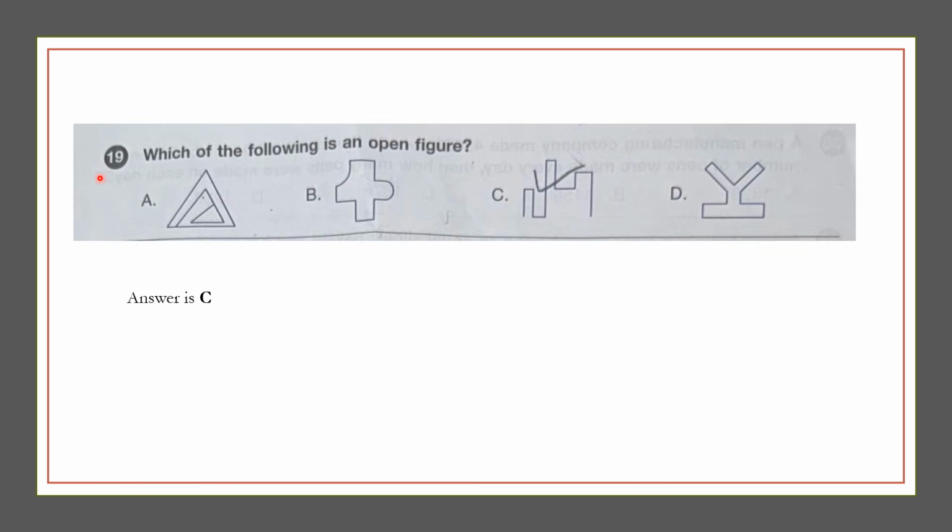Question number 19. Which of the following is an open figure? This figure is closed. This figure is also closed. This figure is open. This figure is closed. So the open figure is option C. So our answer is option C.